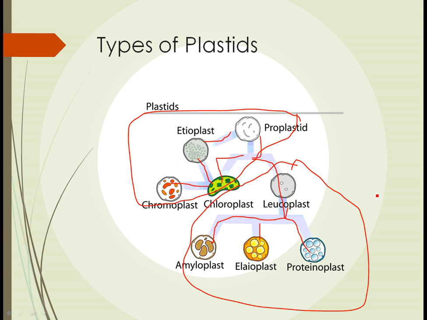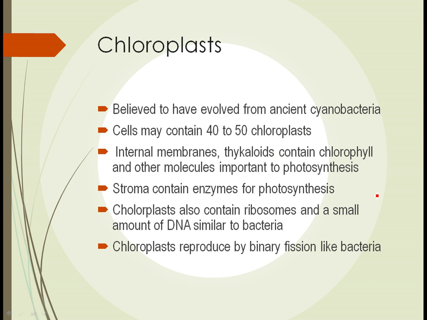We'll look at some of the types of plastids. Chloroplasts. Each cell might contain 40 or 50 of these. And it's thought that these chloroplasts have evolved from ancient cyanobacteria that were enveloped by other cells. Their structure is, in fact, very, very similar to a cyanobacteria.